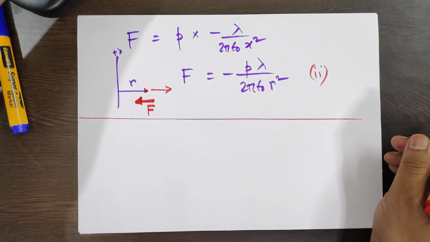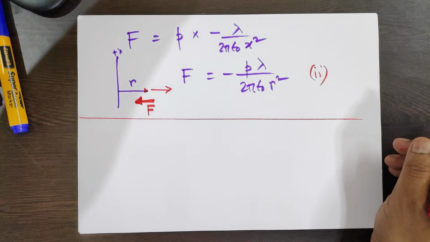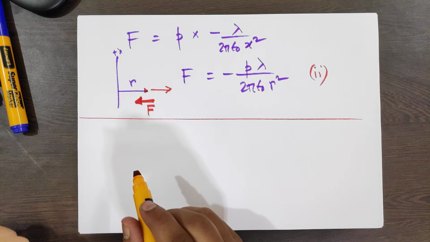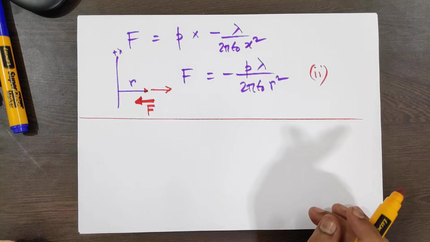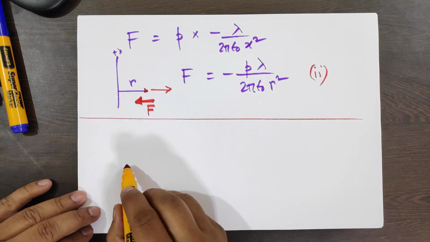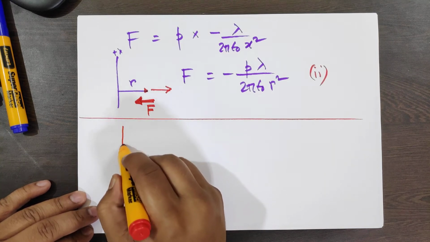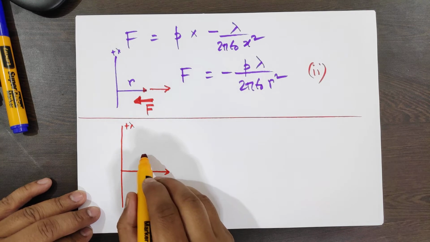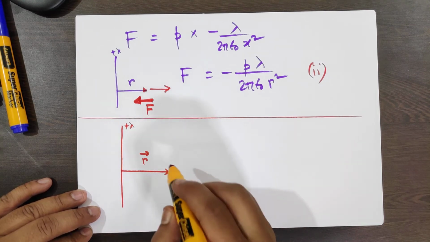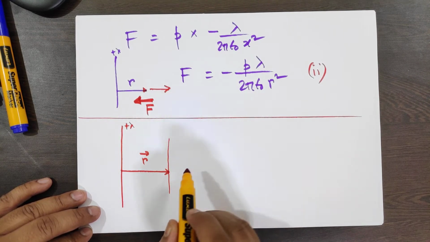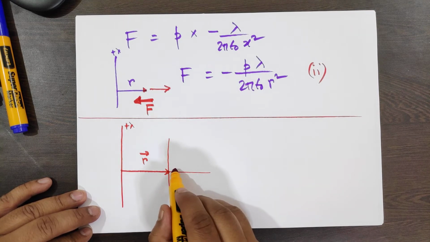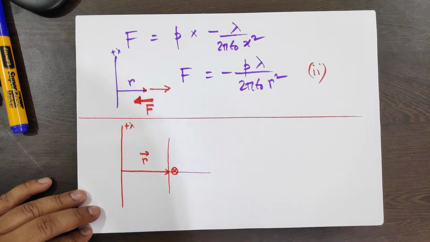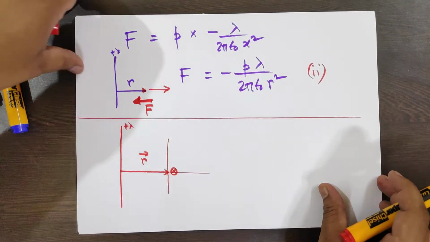Now in the third part, the orientation of the dipole is at right angle to the thread and also to the radius vector. So here it is, right? This is the radius vector r. This is perpendicular to both this and this. So obviously the dipole is placed along this, so it is perpendicular to the plane of the paper.